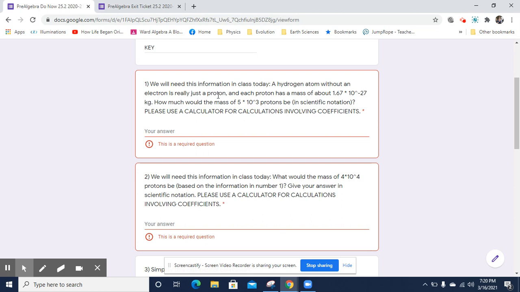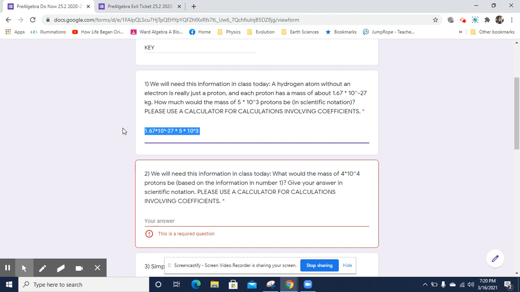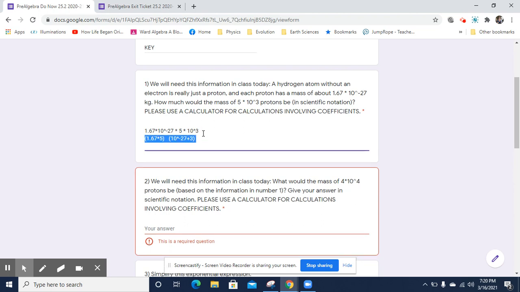All right, so how much would the mass of 5 times 10 to the third protons be? To deal with that, we need to set up an equation. So we're going to say 1.67 times 10 to the negative 27th times 5 times 10 to the third. Then we need to group things. So we're going to group the coefficients, 1.67 times 5, and the powers. It's all powers of 10 and they're being multiplied, so I can add the powers, 10 to the negative 27 plus 3.